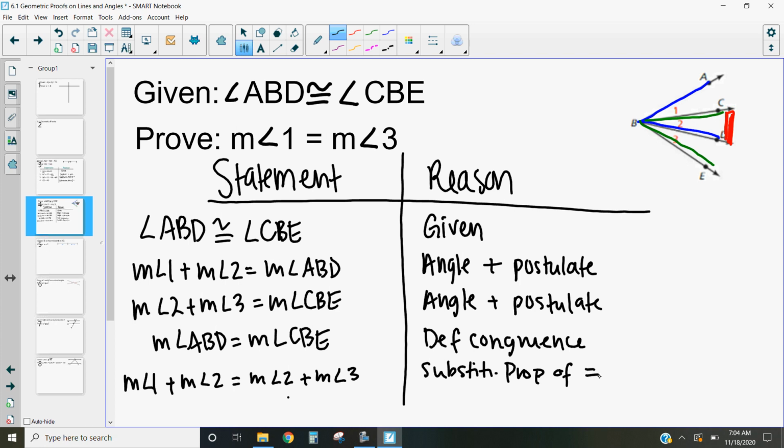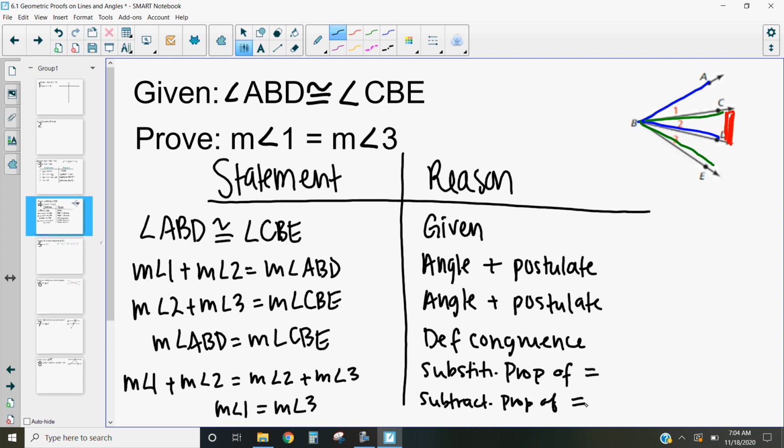Okay, and then I want to show that the measure of angle 1 is equal to the measure of angle 3. Well, if I get rid of the measure of angle 2 on both sides, it's the same measurement, which says I can. That proves that the measure of angle 1 equals the measure of angle 3. And what tells me I can subtract the measure of angle 2 from both sides? The subtraction property of equality. Okay, so that's how we would prove that.